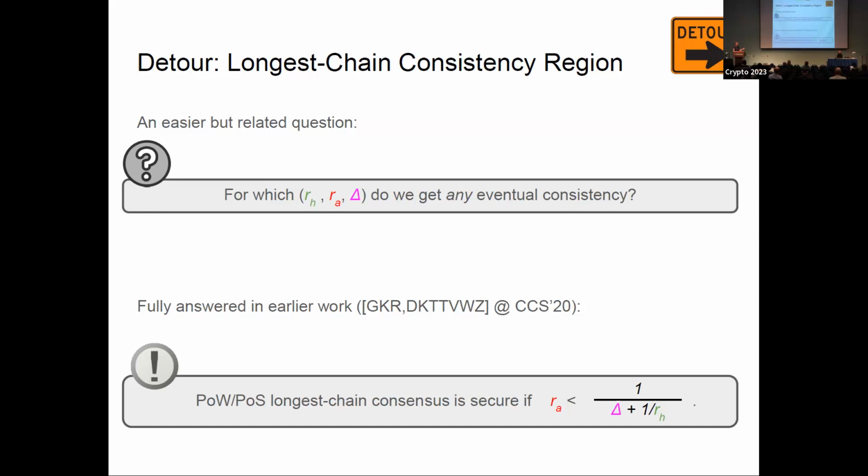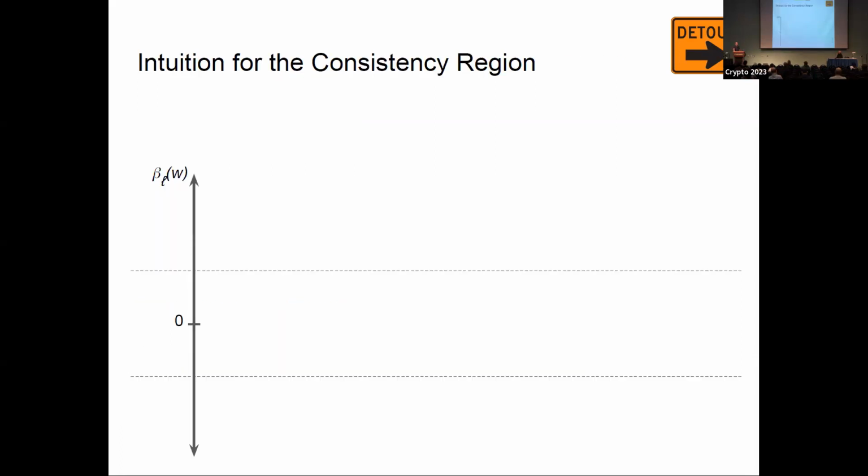And interestingly, this is tight because if the adversarial power exceeds this term, then actually the simplest attack you can think of, the private chain attack, will break the protocol. And so as a starting point for our work, I would like to show you how one can derive this consistency region argument using the margin quantity that I told you about.